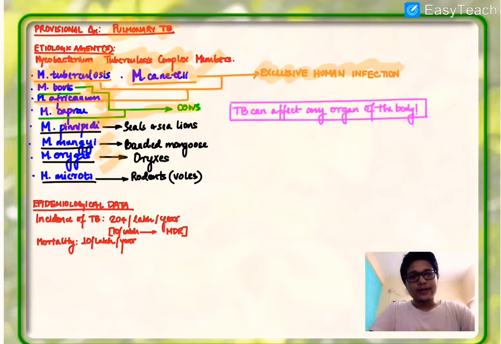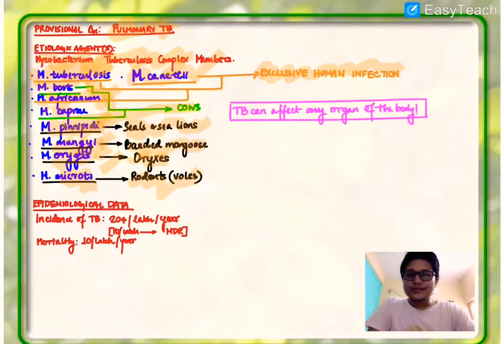From bovis and caprae we get it from cows, pinnipedii we get it from seals and sea lions, mungi from banded mongooses, orygis from oryxes, and microti from rodents. So it's a bit tough to remember this list, but again you have to remember this list. And no, I couldn't find any acronyms or any mnemonics to help you remember, but yeah, you have to remember this. Now let's move on to a bit about the epidemiological data.